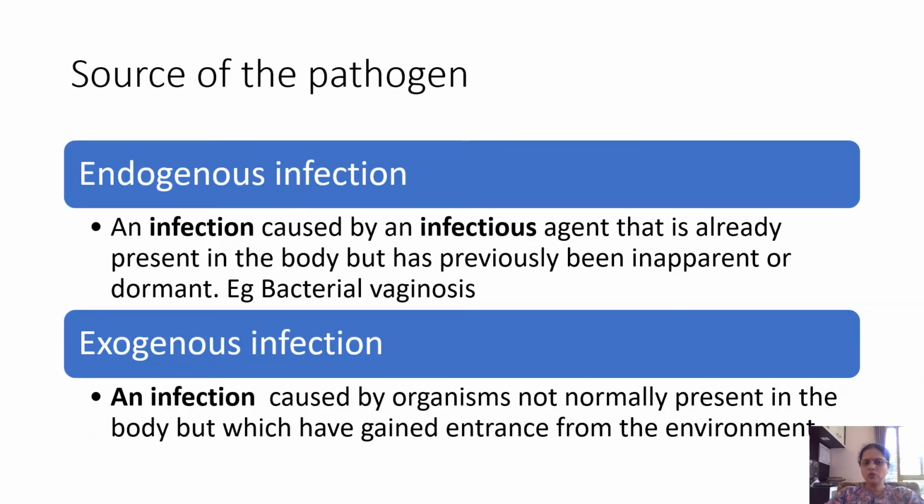Based on the source of the pathogen which causes the infection, we use two terms again. One is the endogenous infection, the other one is the exogenous infection. Endogenous infection is when an infection is caused by an infectious agent that is already present in the body, but it has previously been inapparent or dormant.